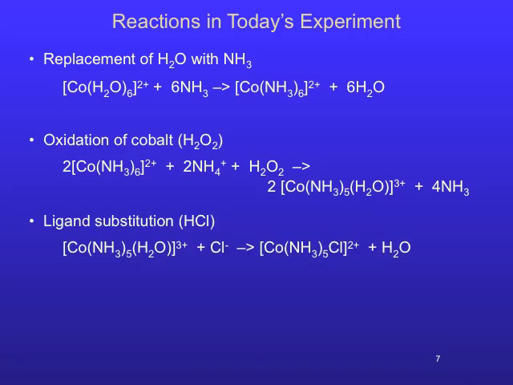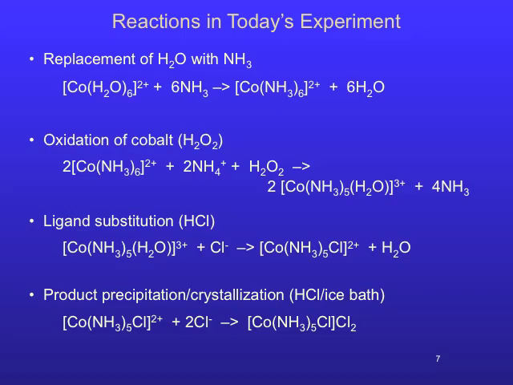A chloride ion, from hydrochloric acid, then replaces the water ligand. The charge on the coordination complex changes from +3 to +2, since the chloride ion carries a -1 charge. The final product is then crystallized from solution using concentrated hydrochloric acid and collected via vacuum filtration.